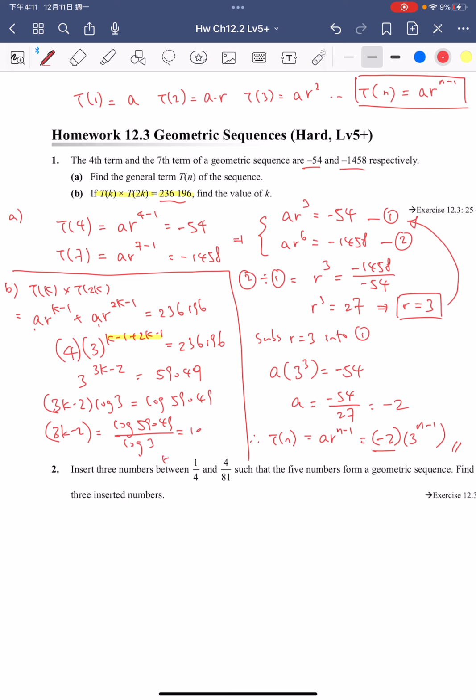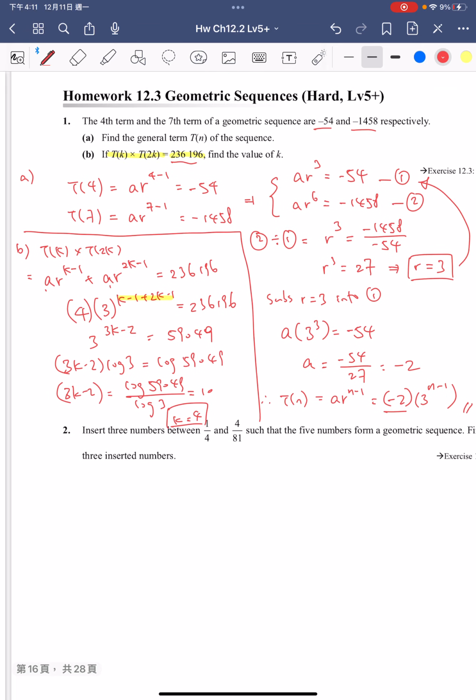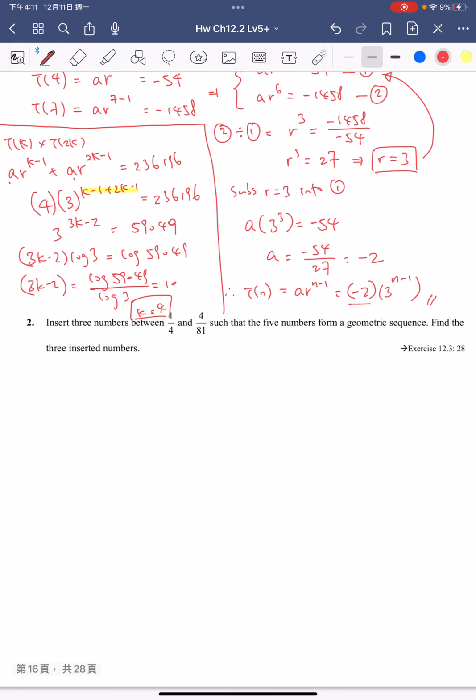So we have k equal to, you move the 2 here, it becomes 12. 12 divided by 3 gives you 4. So k is just equal to 4. So that's for question 1. Now we can try to do question 2.